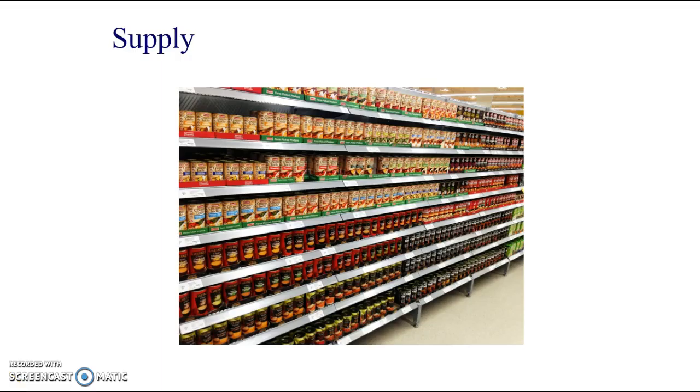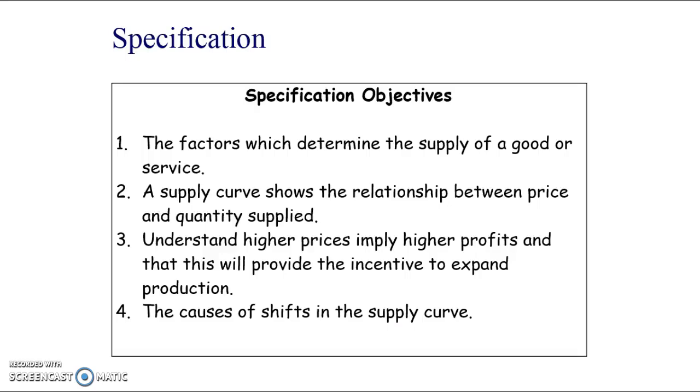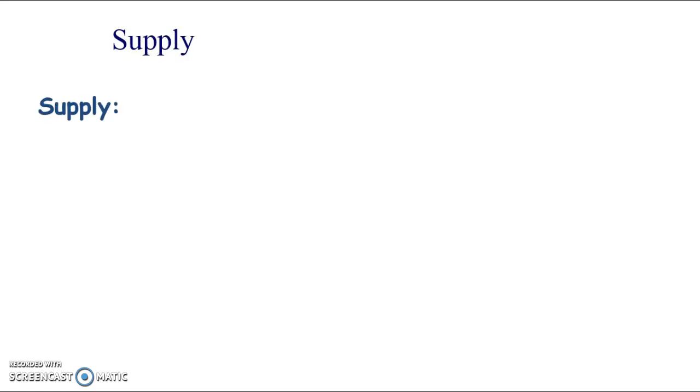So now we're going to look at the other side of demand and supply, which is supply. I don't have a funny cartoon for this section, just a picture of a supermarket shelf with lots of soup, lots of high supply of soup. Okay, so these are specification objectives and we'll just work through them.